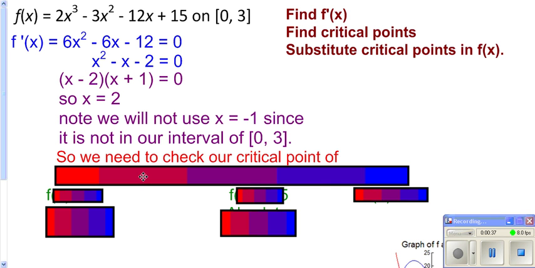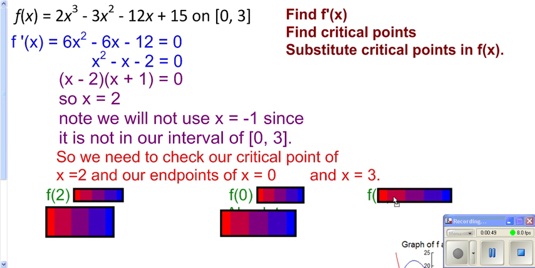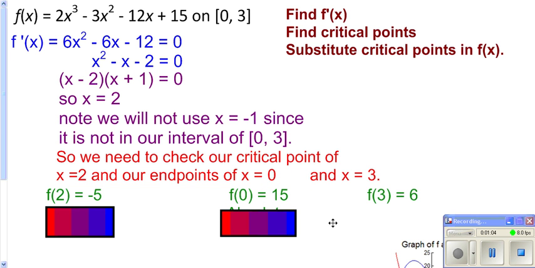So then we need to go ahead and check all these critical points, our 2, and then our endpoints of 0 and 3. Plug in 2, plug in 0, plug in 3. Remember, when you're plugging them back in, to plug them into your original. So we get a negative 5, a 15, and a 6.